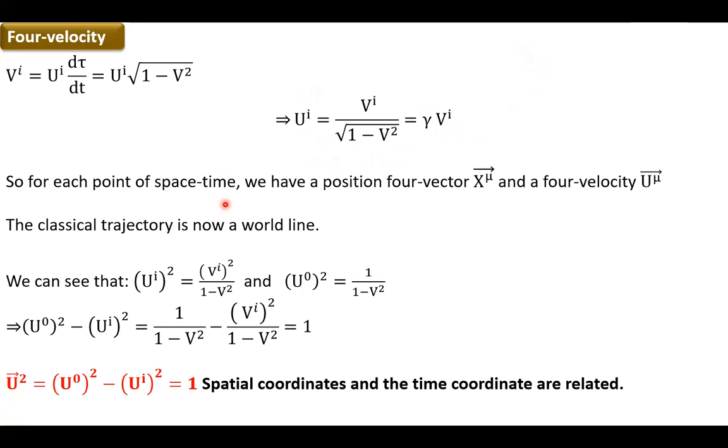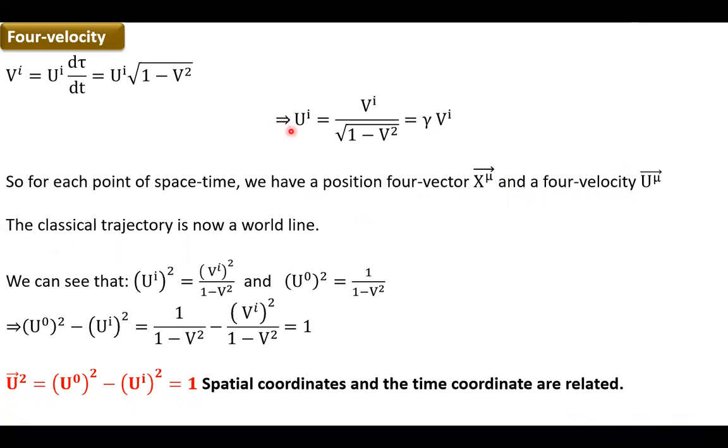So for each point of space-time, you have a position vector x mu with 4 coordinates, and a 4 velocity u mu also with 4 coordinates. Your classical trajectory is now called a world line, which is a curve in space-time.